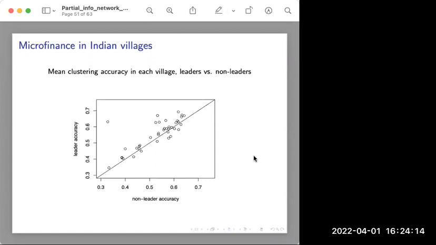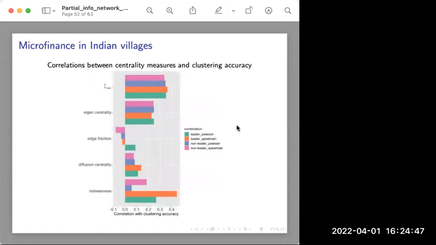The first question we want to ask is: do these predefined leaders have better information about global community membership than the non-leaders? Within each village, we compute the average clustering accuracy for the leader group and the non-leader group and plot them in this scatter plot. Points lying above the diagonal line mean the leader average is better than the non-leader average. We can see that in most cases, that is indeed true, which to some extent justifies the choice of these leaders in the villages.